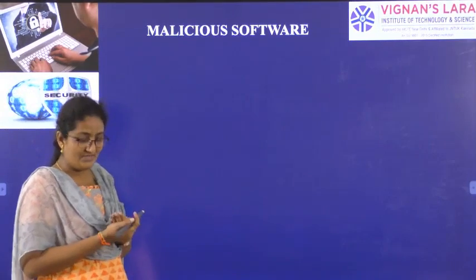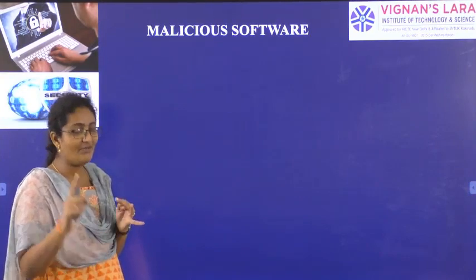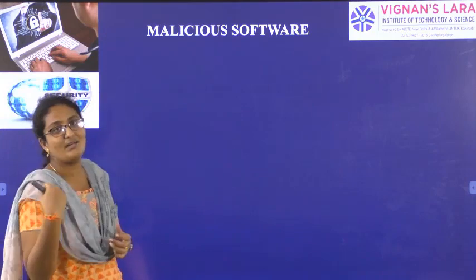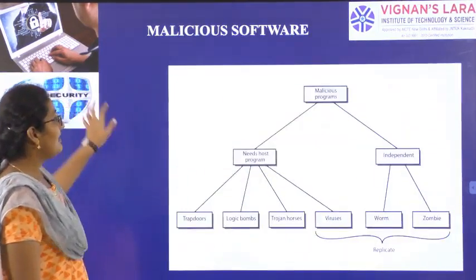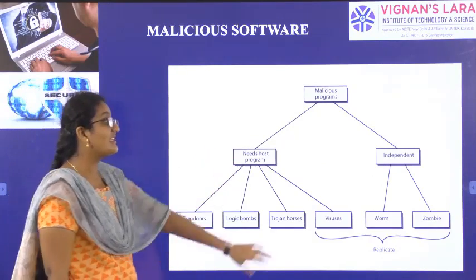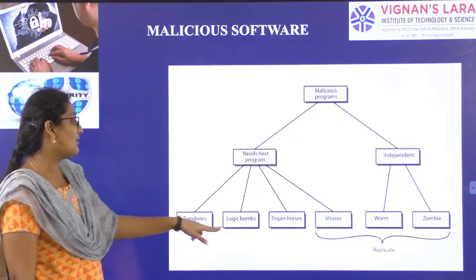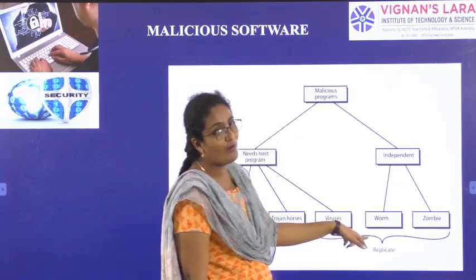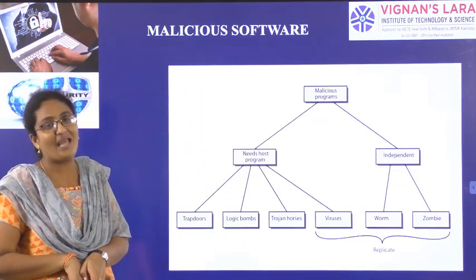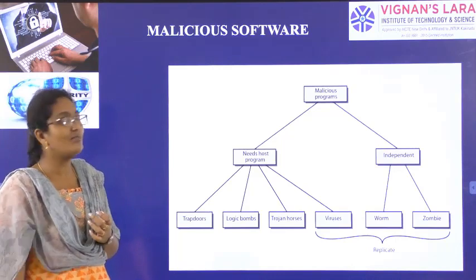Under the topic of system security, we need to discuss what is a firewall, what is malicious software, and what are intruders. In the last class, we finished discussing malicious software. Malicious software is divided into two types: those which need a host program and those which are independent of a host program. They are further divided into trapdoors, logic bombs, Trojan horses, viruses, worms and zombies. Zombies are very similar to worms but will cause more damage.